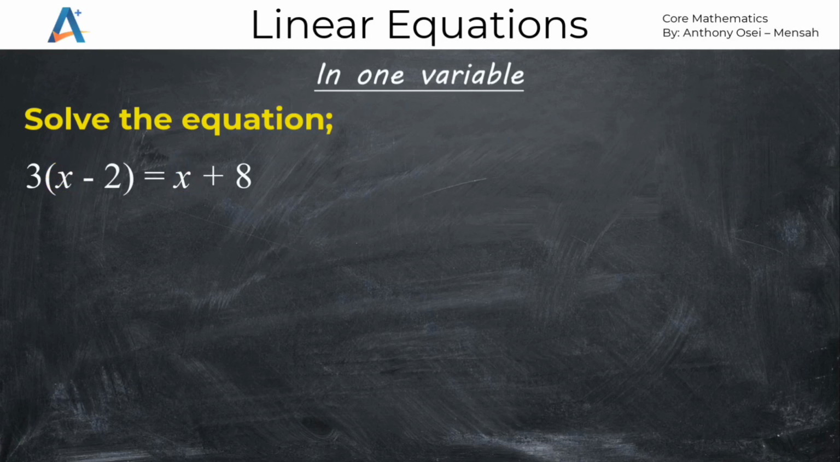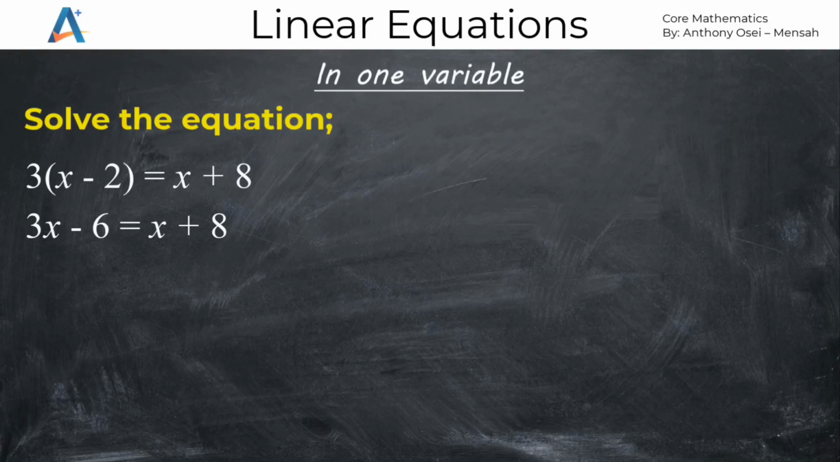Now we have to go ahead and solve this particular linear equation. There is a bracket. We first of all have to expand to remove the bracket. So 3 will multiply x and at the same time 3 will multiply negative 2. So let's do that. 3 times x will give us 3x. Then 3 times minus 2 will give us minus 6, is equal to x plus 8. So this is what we get.